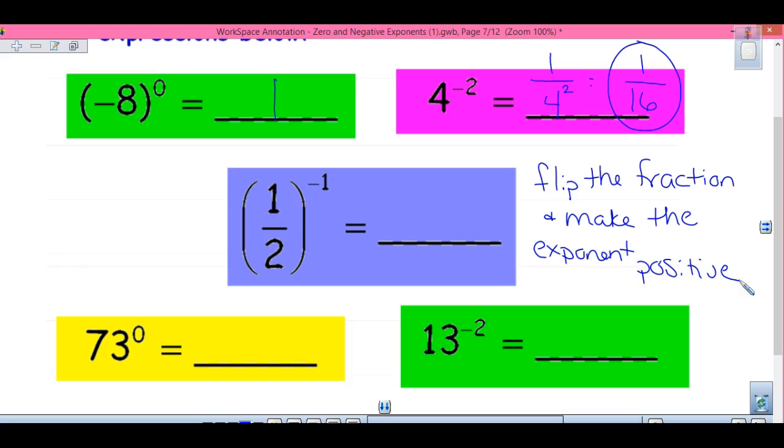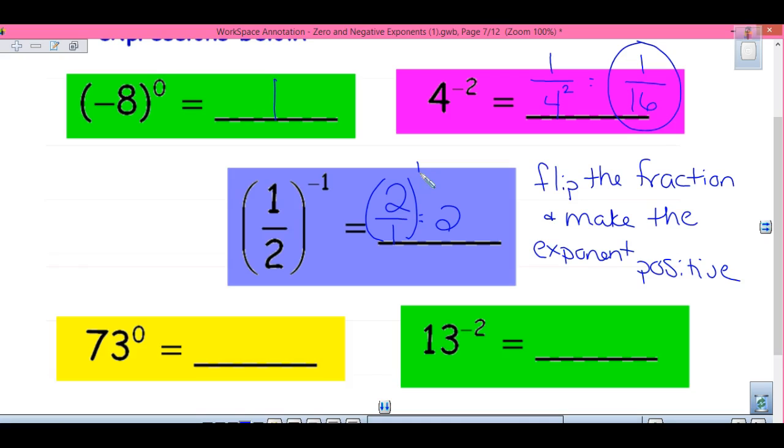So, Sam, when you flip 1/2, what do you get? 2 over 1, which is 2 to the what power? If I make that positive, it's to the first power. And what is 2 to the first power? 2. Yep, good. That's it. You're done with that. So the answer is 2, because when we flip the fraction, we get 2 over 1 to the first power, and 2 over 1 is 2, and 2 to the first power is 2.